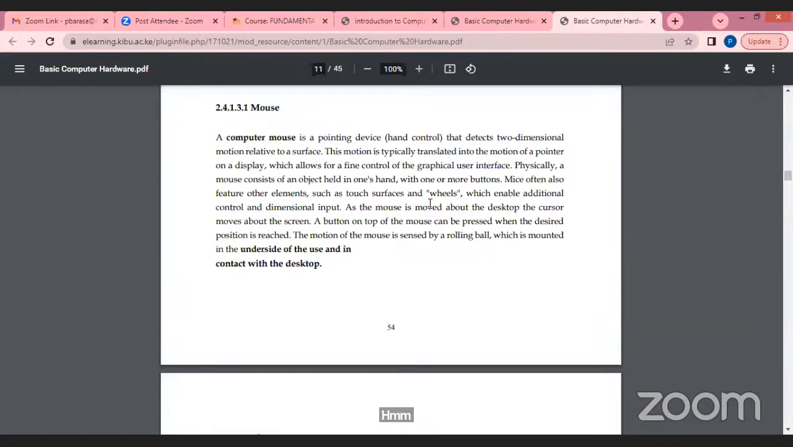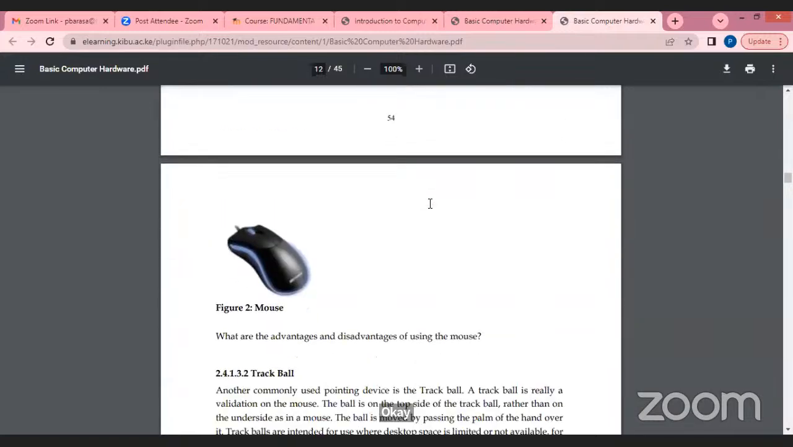Physically, a mouse consists of an object held in one's hand, with one or more buttons. Mice often also feature other elements, such as touch surfaces and wheels, which enable additional control and dimensional input. As the mouse is moved about the desktop, the cursor moves about the screen. A button on top of the mouse can be pressed when the desired position is reached. The motion of the mouse is sensed by a rolling ball, which is mounted in the underside of the mouse and in contact with the desktop. So this is a mouse, and you can see what a mouse is.